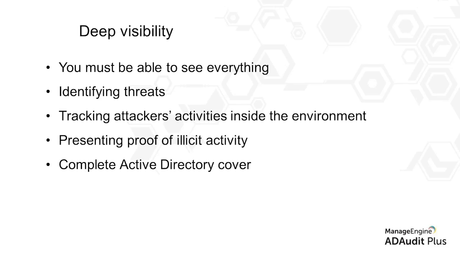The next thing that I would recommend is deep visibility. You must be able to see everything. Being an administrator, you need to have the archive view, and at times you need to have the magnifying view, where you could take a sneak peek at every single thing happening across Active Directory. You need to identify threats, track attackers' activity inside the environment, and present proof of illicit activity. Any tampering, any data stolen, any breach, any abnormal activities happening in your organization, you need to produce proof. And that is when you have your Active Directory under complete cover.